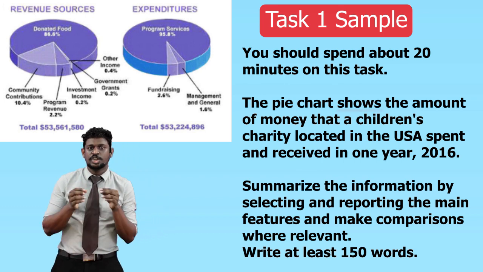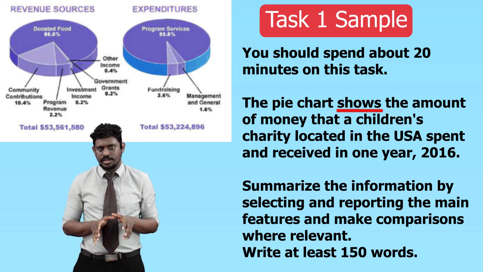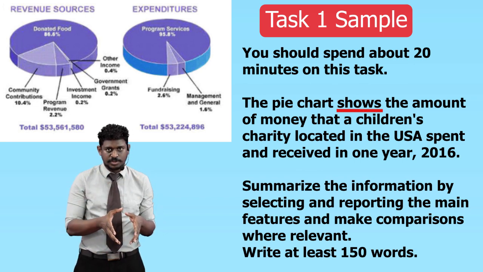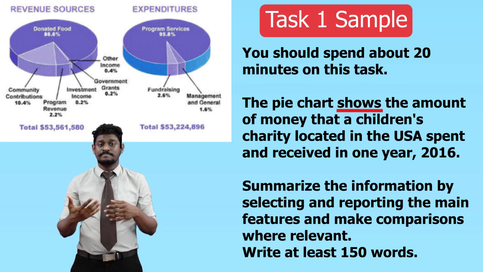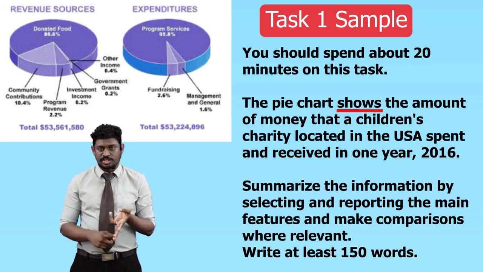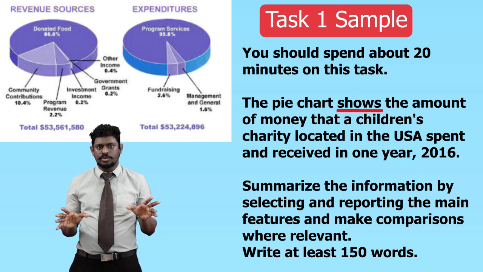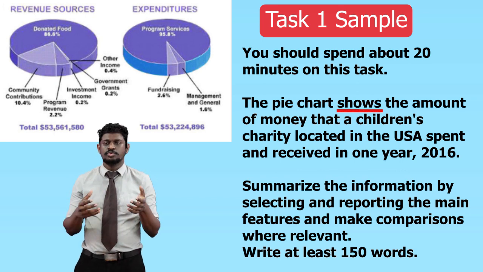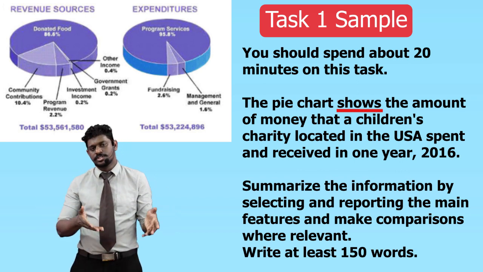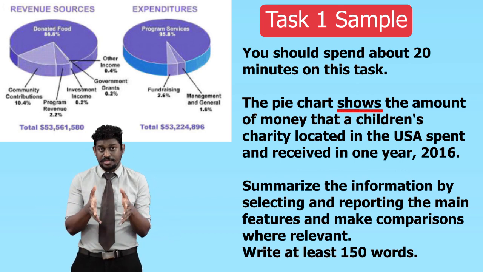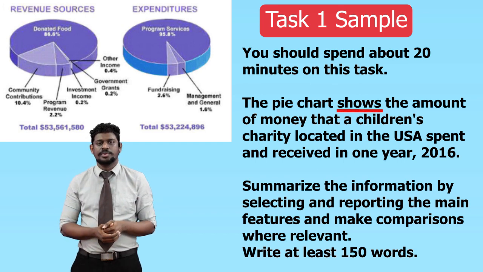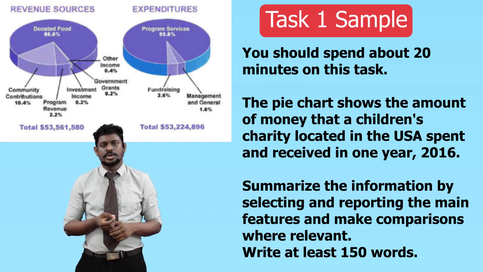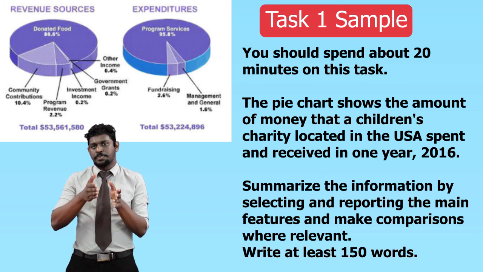First, let's look at the word shows. Now, this is the easy one here, right? The pie chart shows. Shows has many synonyms: depicts, illustrates, demonstrates, so on. Okay, we'll use illustrates. Now, there's no particular reason to go with that one, but we're going to go with that. Next, let's look at the amount of money spent and received.